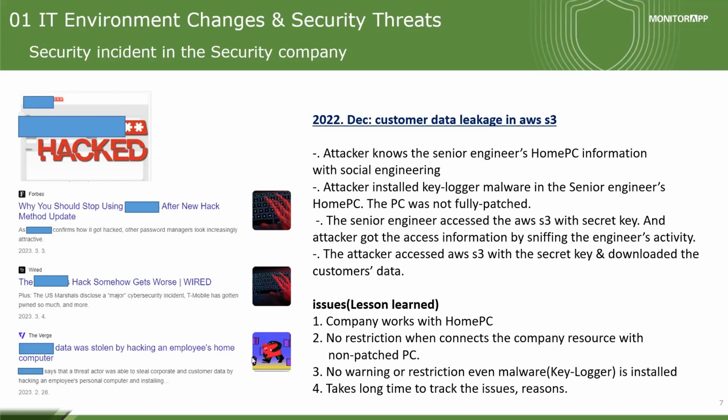First, let's look at one security incident that happened in December last year. There was some news about a critical security incident, because this incident happened at a security company that provides user credentials. Due to the security incident, the users' credentials became publicly available, and this caused a lot of critical security issues. So let's look at the timeline.